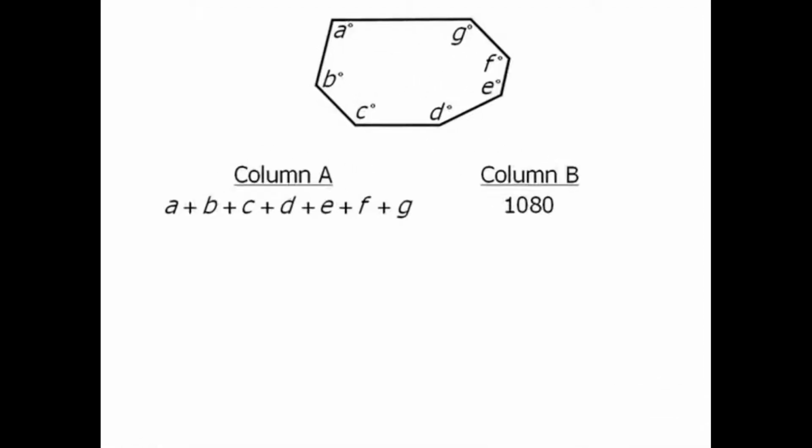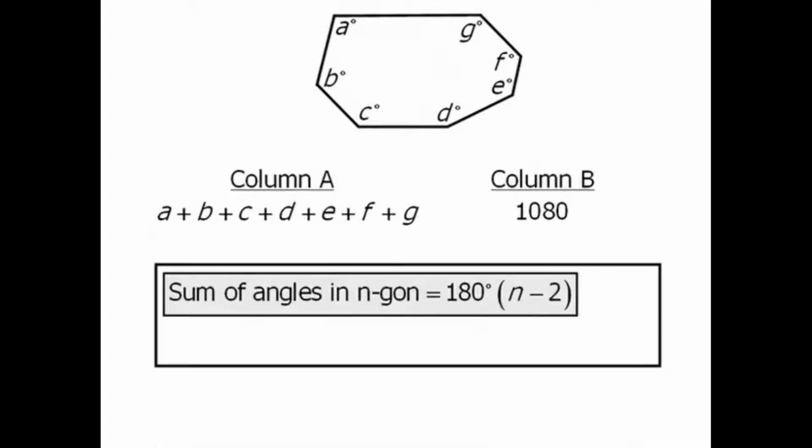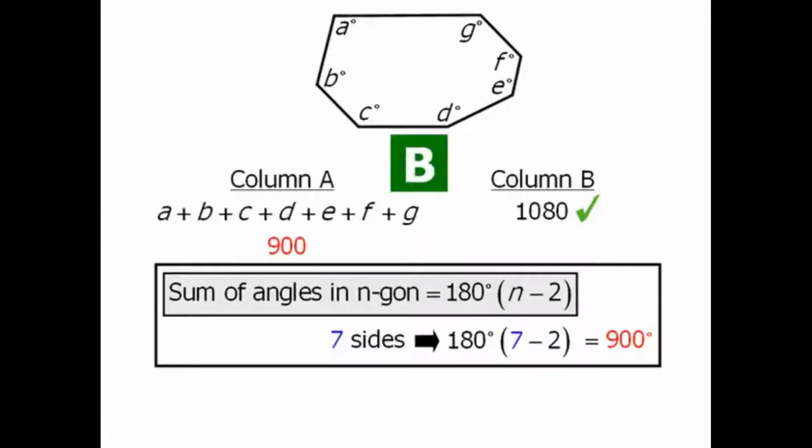Okay, to solve this question, we need to know the rule that says if we have a polygon with n sides, the sum of the angles inside the polygon will be equal to 180 degrees times n minus 2. So our polygon here has 7 sides, so we'll plug 7 into our formula to get 900 degrees. So column A equals 900, in which case column B is greater, and our answer is B.